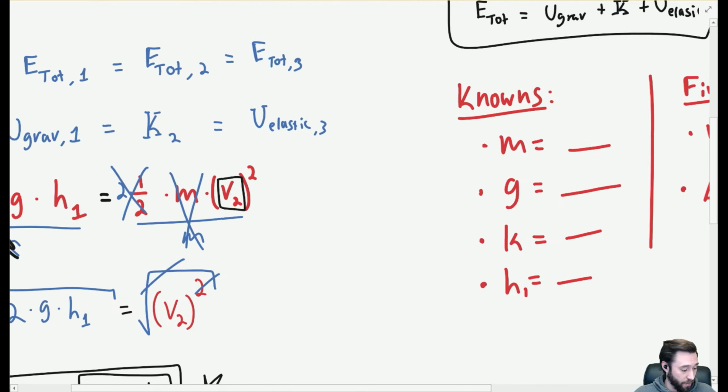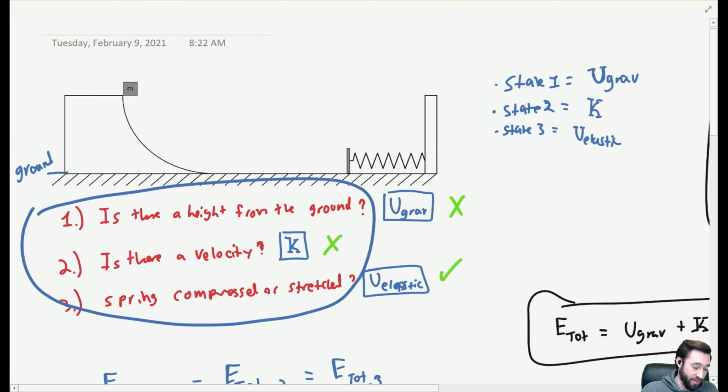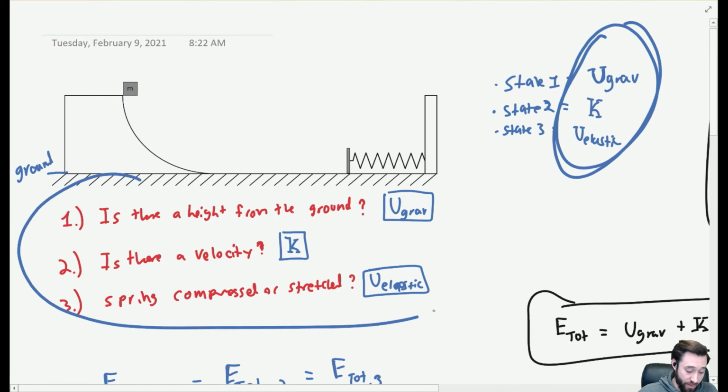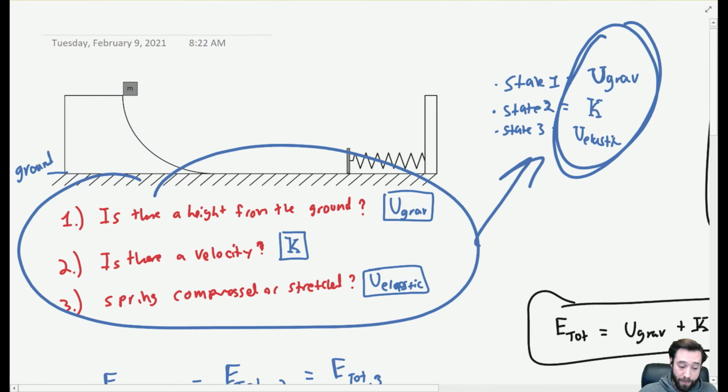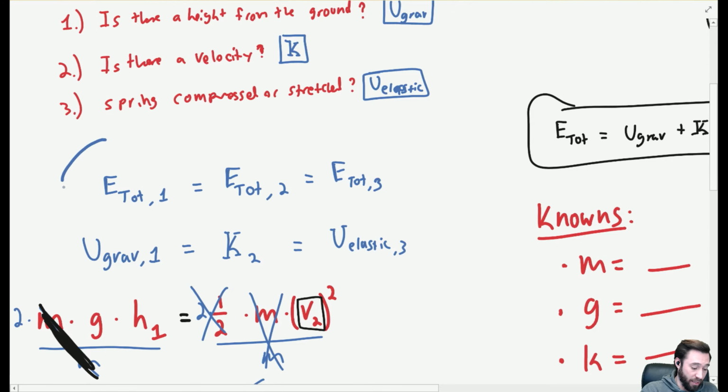The way we go through this, we have to figure out what type of energy is at each state. So I ask these 3 questions for each of the states. At state 1, is there a height from the ground? Is there a velocity? Is there a spring being compressed or stretched? Answering these questions tells us what energies are at each state, and that helps us fill out this part and clean up this part.